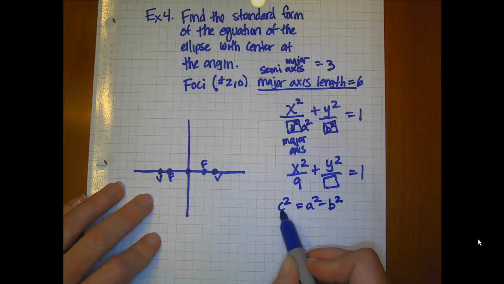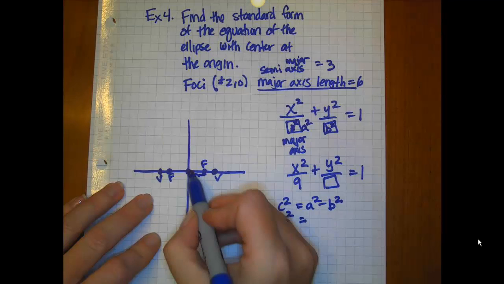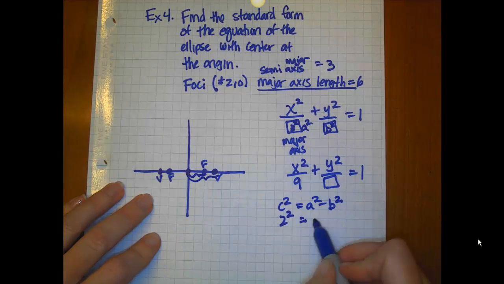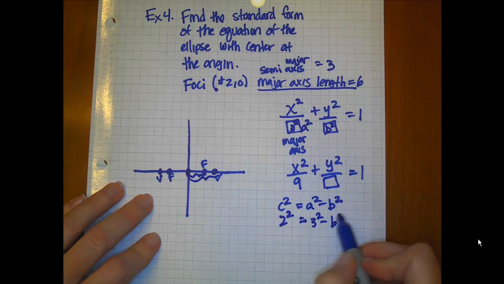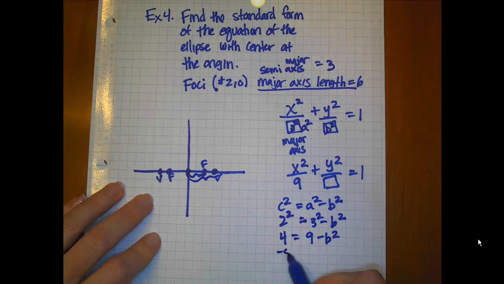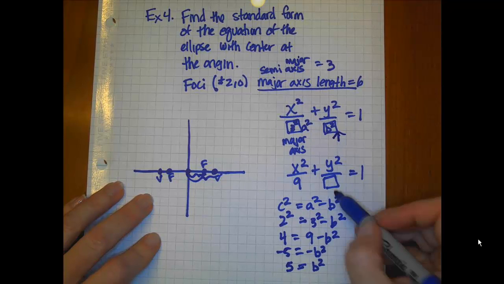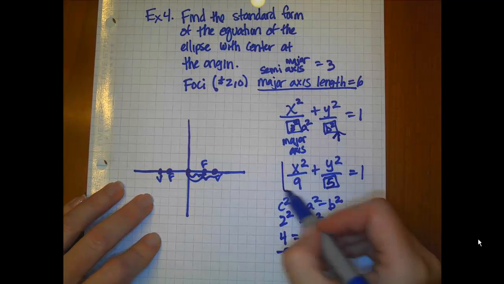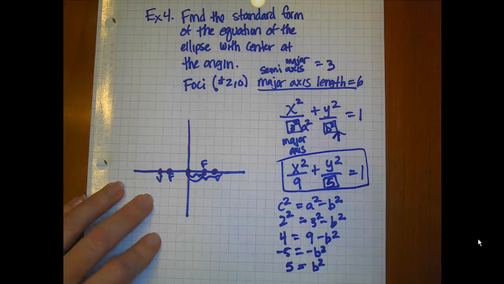Well, I know that the distance from the center to a focus is 2. I know that the a value from the center to a vertex is 3. So that means 4 is equal to 9 minus b squared. So negative 5 is equal to negative b squared. So b squared is equal to 5, and b squared is the number that goes in here. Therefore, x squared over 9 plus y squared over 5 equals 1.